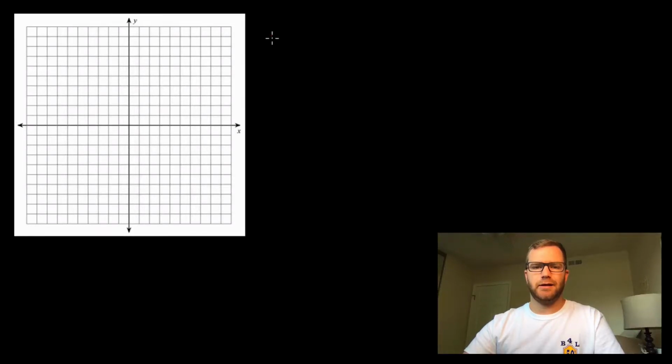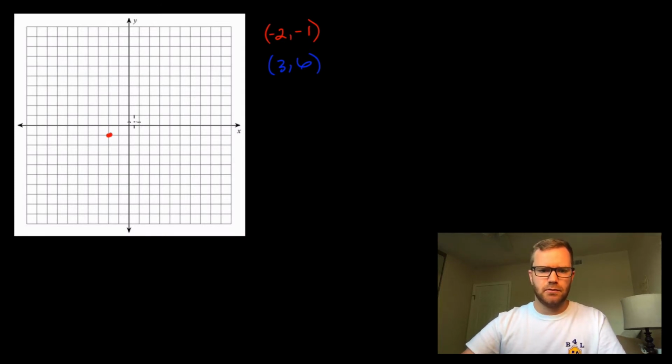Let's take a look at an example of using the distance formula. So maybe we're given the point -2, -1, and the point 3, 6. So let's plot our points. -2, -1 is here, and then 3, 6. So 1, 2, 3 up, 1, 2, 3, 4, 5, 6 is up here.